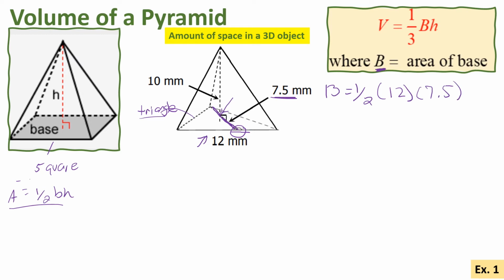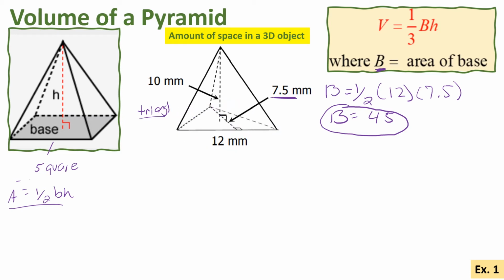So 1/2 base times height. I'm only finding the area of this triangle right here. So 1/2 base times height is 45, because 1/2 times 12 is 6, and 6 times 7.5 is 45. And so my large B, or the area of my base, is 45. Now I go back and plug it into my formula here. Let me just erase some of this down here.